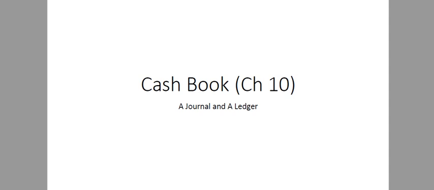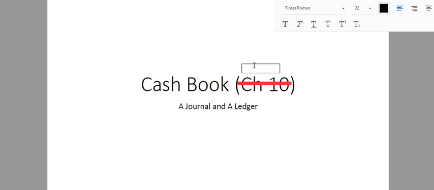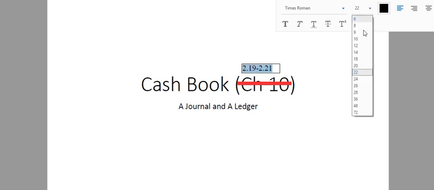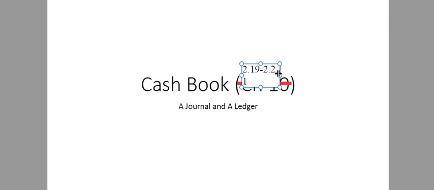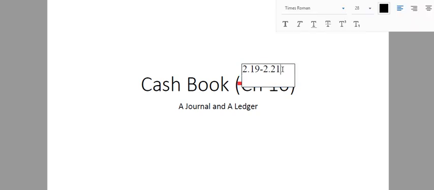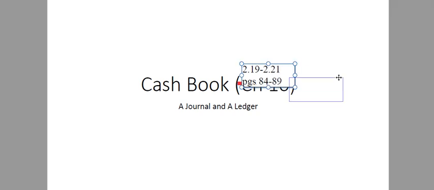If you see on the first slide, it says chapter 10. We are going to just strike it out because this PowerPoint I did for the previous session where there were chapters in the text, but you have got syllabus units here. So we'll replace chapter 10 with your syllabus unit 2.19 to 2.21, pages 84 to 89 in your textbook. So having made this notation, we are ready to go on.